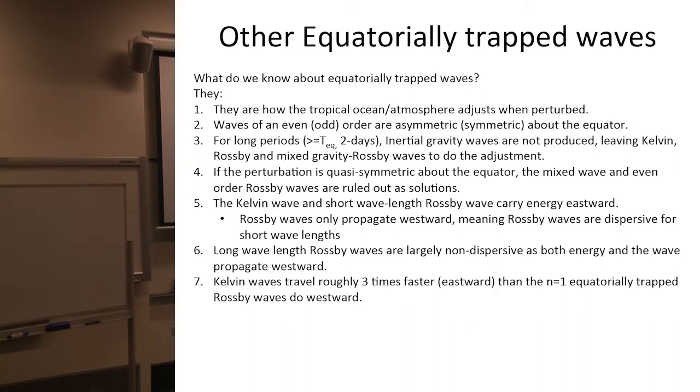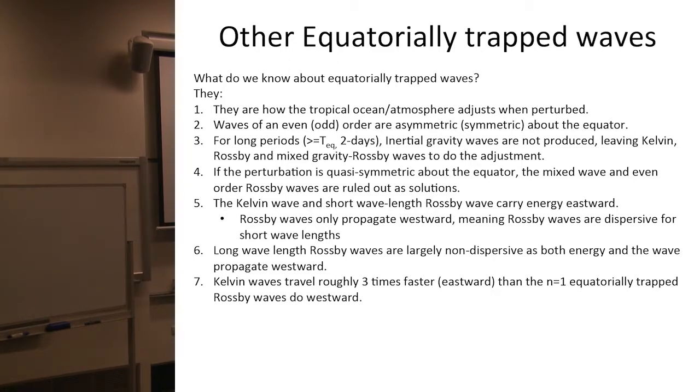Most of the perturbations we are interested in, like the Madden-Julian oscillation, are symmetric about the equator, and they have the largest response when they are symmetric about the equator. So they're the ones that generate a Kelvin wave. So you're ruling out a whole bunch of extra solutions here. The Kelvin wave and short wavelength Rossby waves are the only ones that propagate energy towards the east, but short wavelength Rossby waves actually propagate to the west, so they're dispersive and won't carry the energy very far.